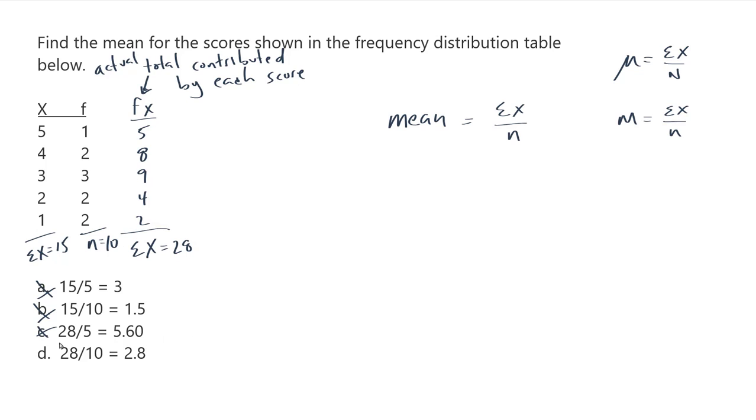So the answer here is D, because my total, the sum of x, which was also the sum of f times x, was equal to 28. And on the bottom, my n is really just the sum of the frequencies, and that came out to be 10. So it's 28 over 10, which gives me 2.8.